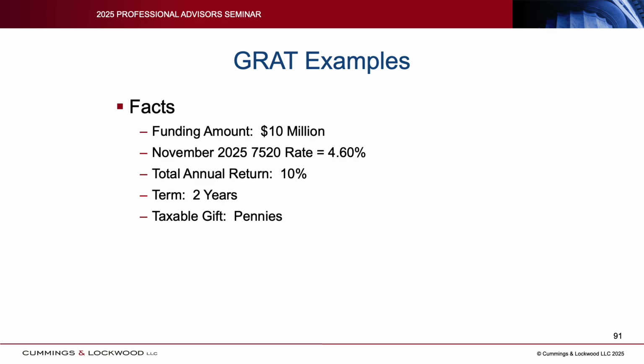That's the same in December. Total return that I'm going to assume for purposes of this example is 10%. And I'm going to do a 2-year term. So the GRAT is going to last only for 2 years. We're going to put the assets in.